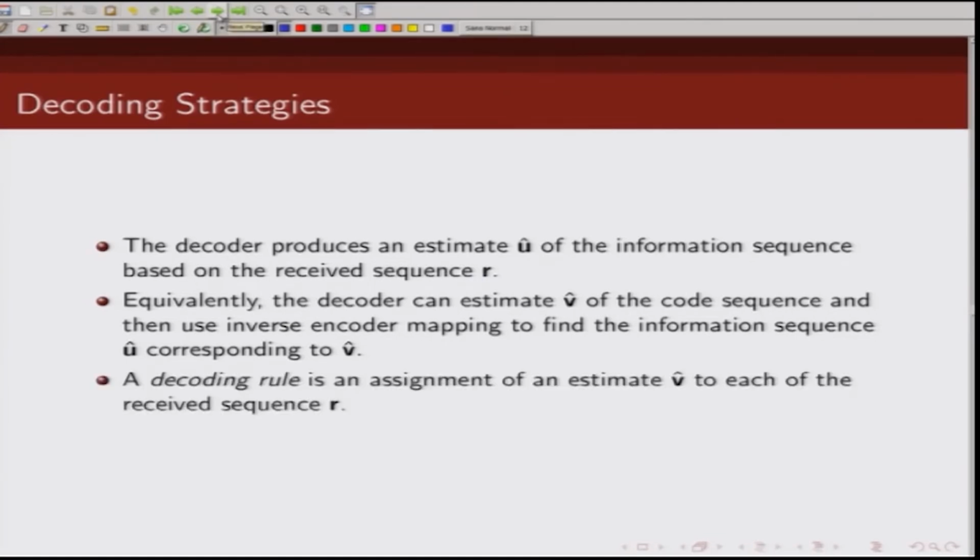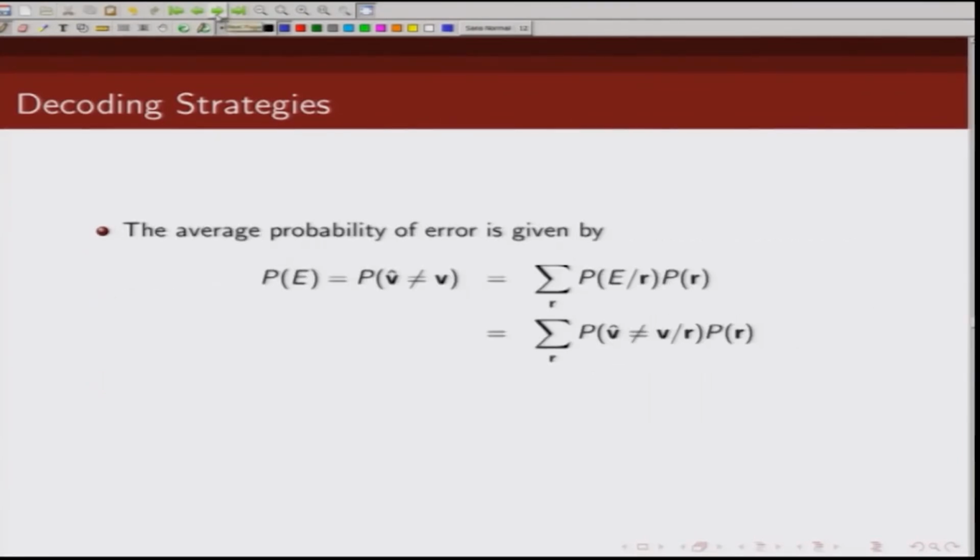So, what is a decoding strategy, or a decoding rule? Given a receive sequence R, we are trying to estimate what our transmitted code sequence was. So, we are trying to estimate V hat or U hat from receive sequence R. We have to decide what rule or logic we should use when we get receive sequence R, to assign that receive sequence R to a particular code word. One of the policies we can use is to minimize the probability of error.